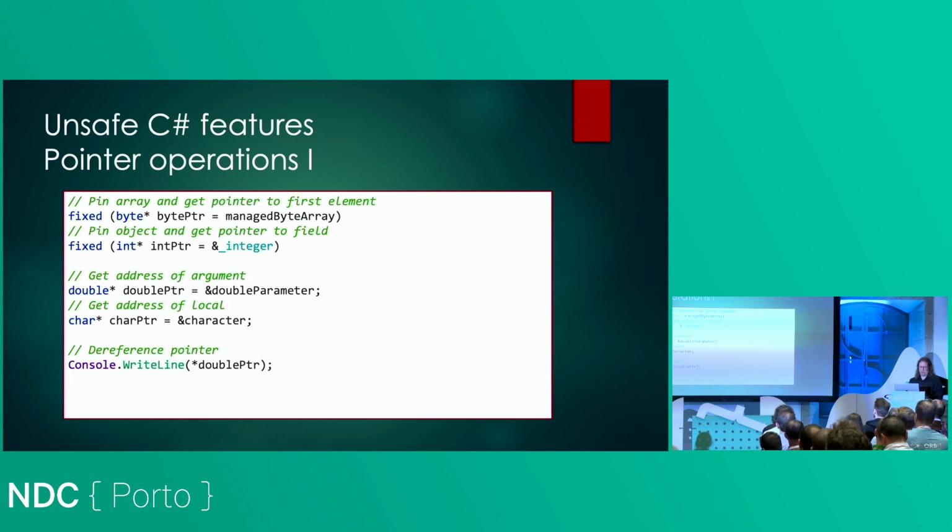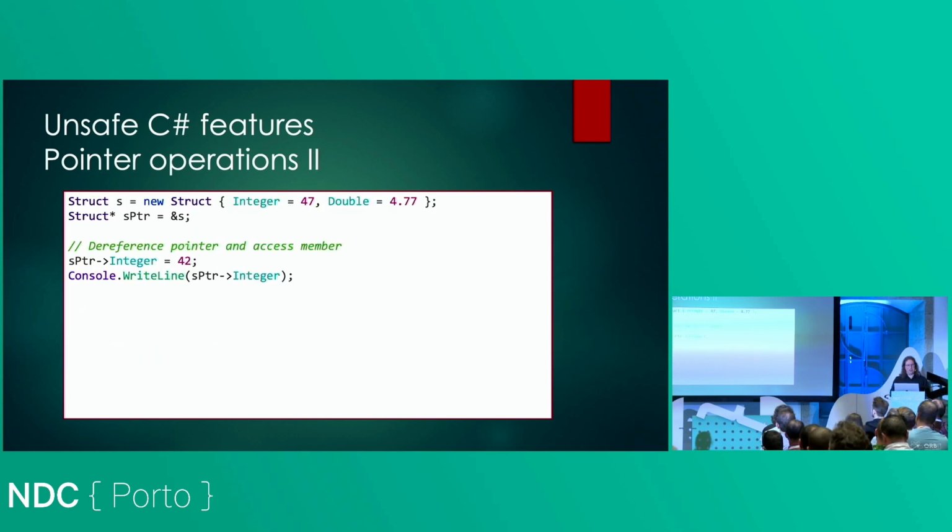So I get my address of double parameter, address of character. And then, of course, I can dereference them. The pointer is an address, right? Some address in memory, and I can say asterisk, double pointer, I dereference it. And that gives me the value at that address.